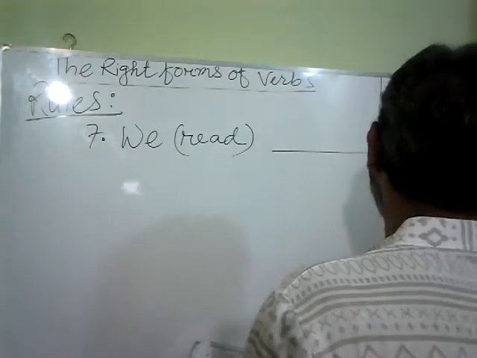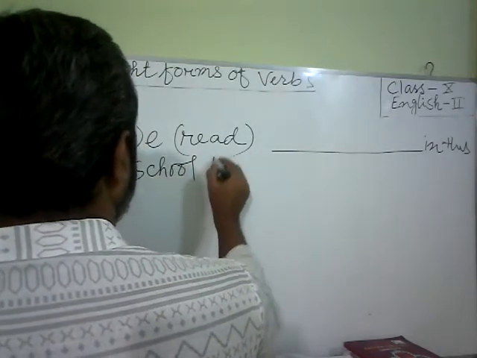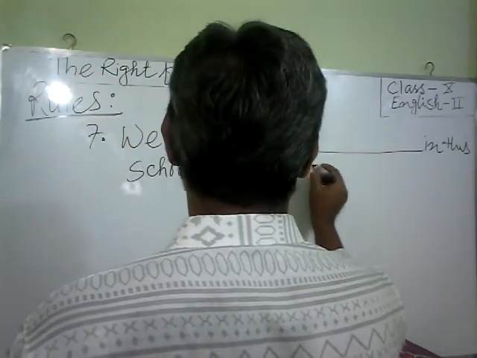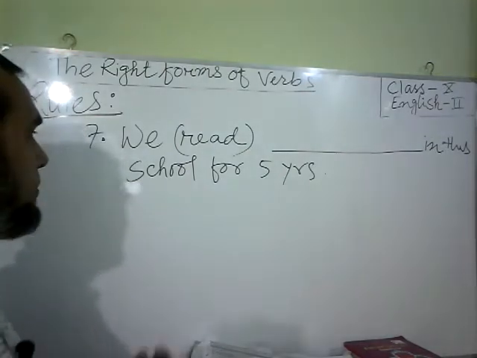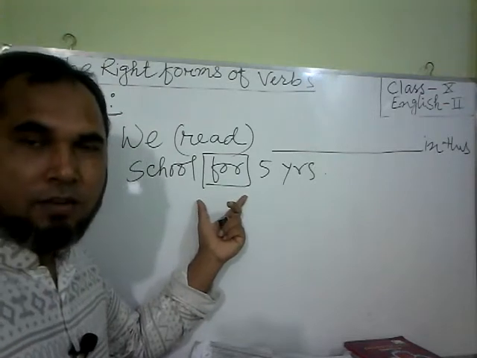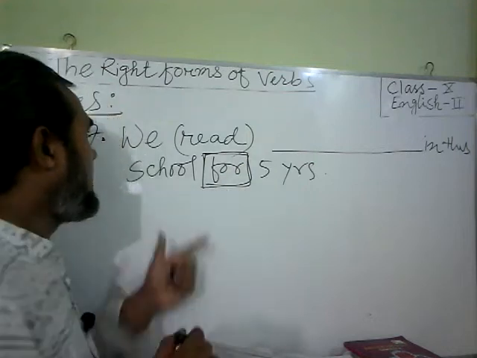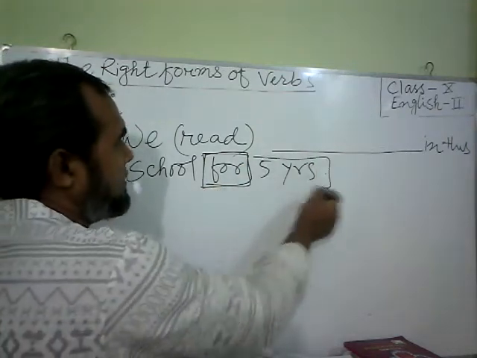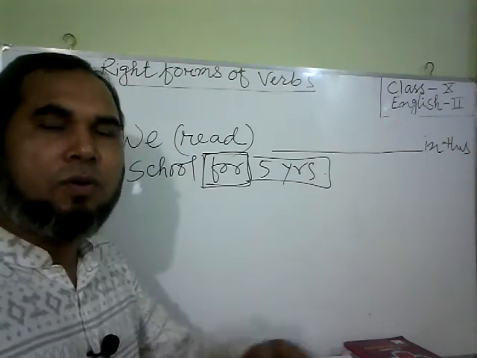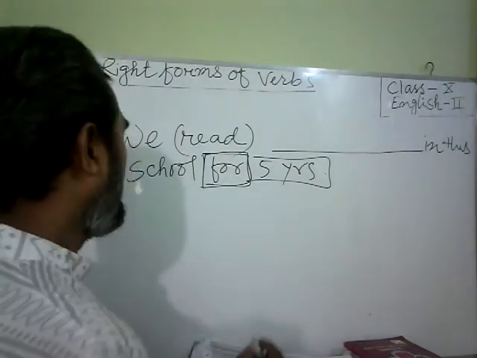In this school for 5 years. For 5 years. We have "for" here. I mentioned to you earlier that if we have "for" or "since", then you have to indicate them. Here "for" is indicating a time, that is 5 years. The work is till now going on. It is not finished, it is till now continuous. Then what will be the answer?